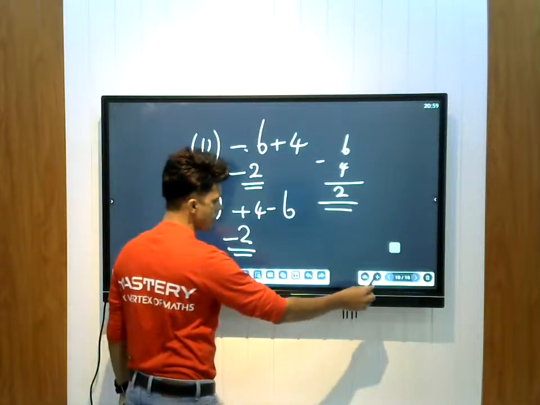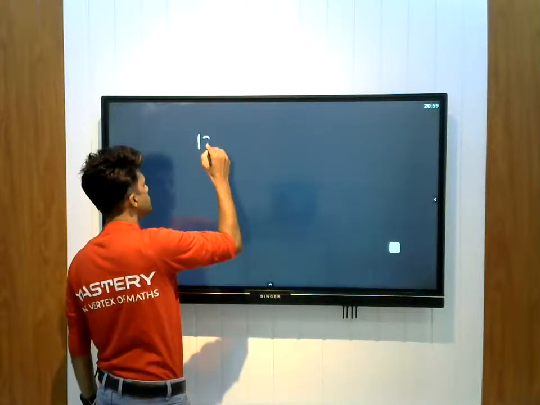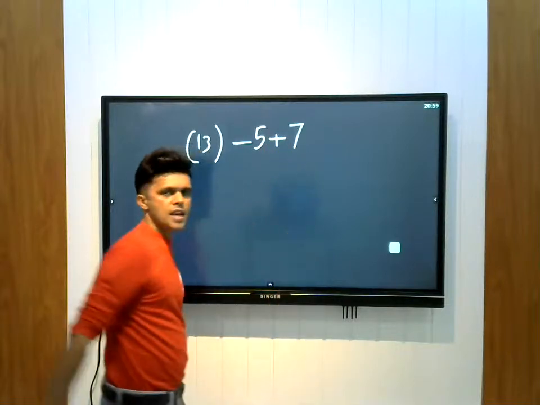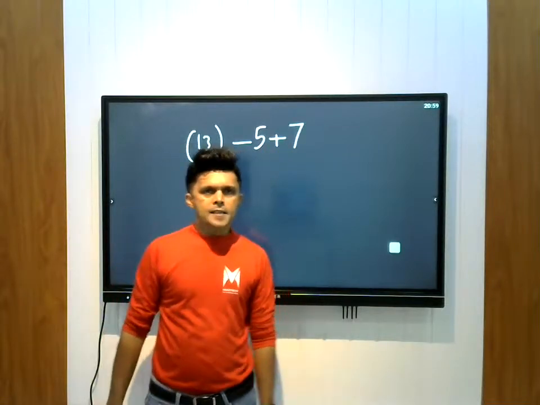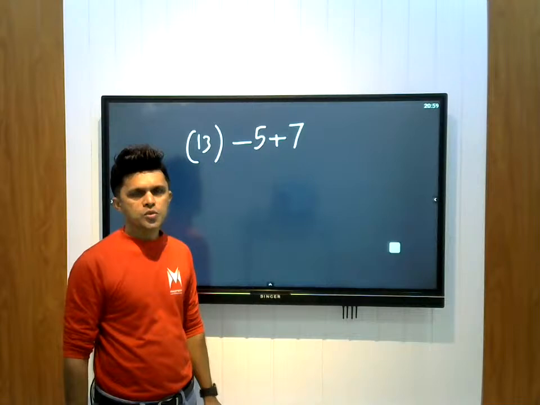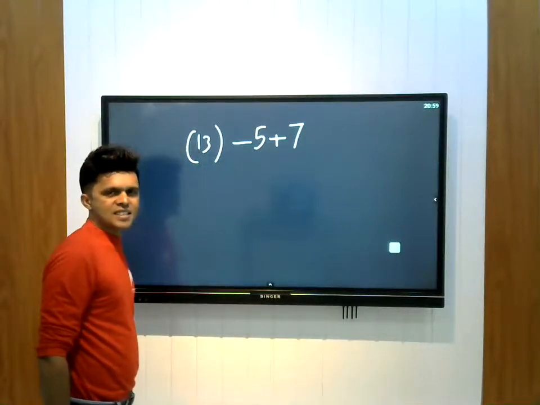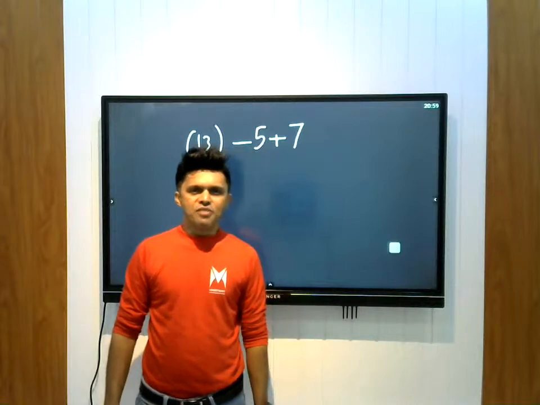So how can you do this type of one? 31. Minus 5 plus 7. What should be the answer here? Minus 5 plus 2 plus 7. Minus 5 plus 7. Then what is the weighted digit here? The weighted digit is 7.